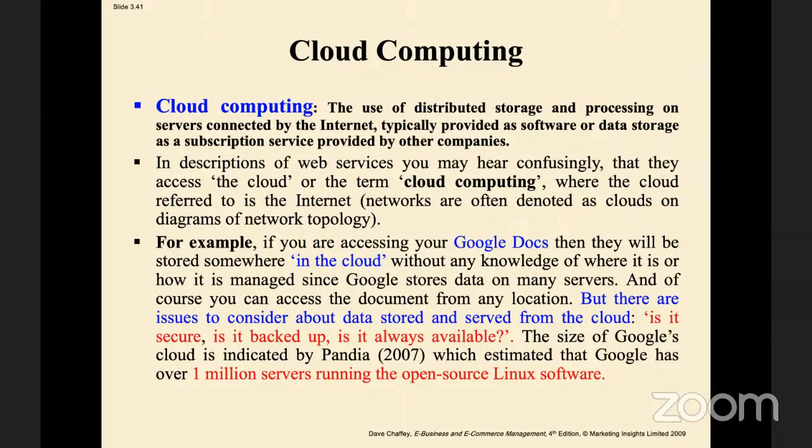The size of Google's cloud is indicated by Pandya in 2017, who estimated that Google has over 1 million servers running the open source Linux software. So it's a very big number. Your data is being stored, and you don't know where and how, but the possible number of servers where your data is stored is 1 million.